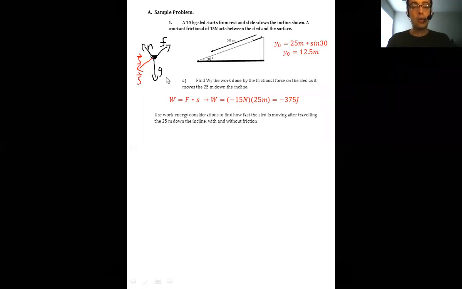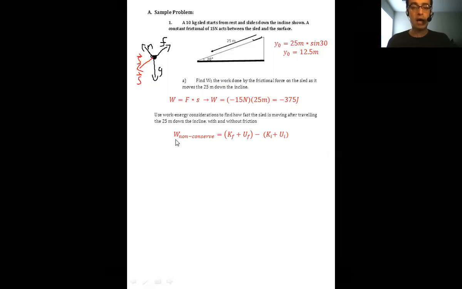What's going on here? Well, the normal force is not doing any work because the normal force is perpendicular to the direction of motion. The force of kinetic friction is doing negative work. It's directed in the exact opposite direction as the displacement vector. Gravity is going to be doing work on this sled as it moves. However, we're only asked so far to talk about the work done by the frictional force.